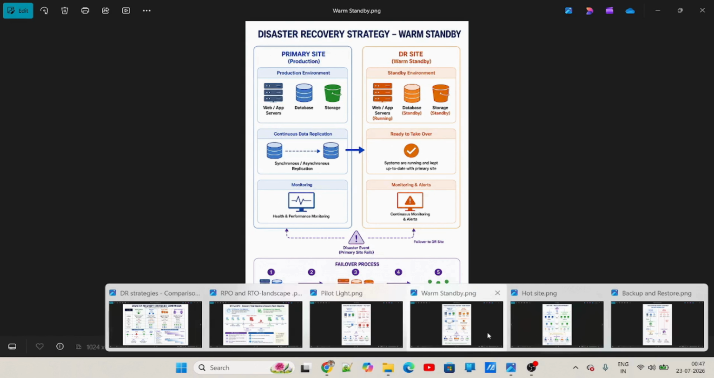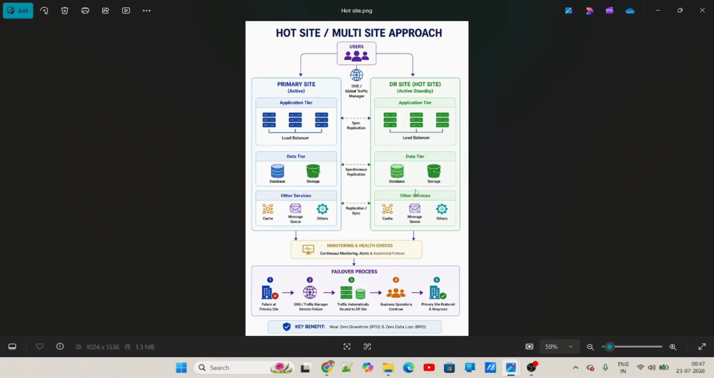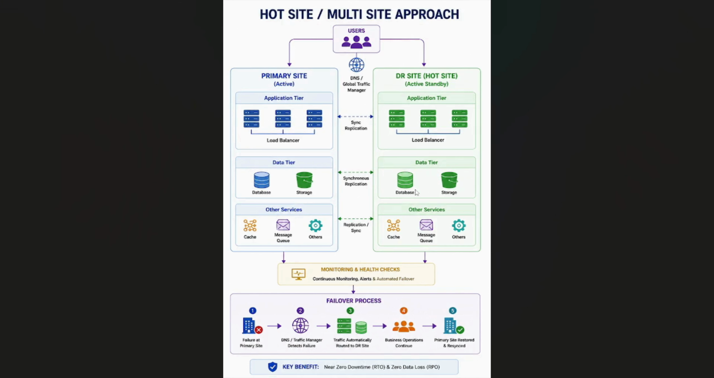And then there is the hot site approach, which is the multi-site approach. In this case, there are two active regions. Both primary and DR are up and running. Both are synchronized. The replication, etc., is continuously happening. And then suppose there is a failure in the primary site, your DNS, etc., will detect that failure, and it will redirect the user to the DR site.